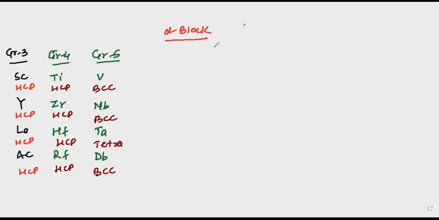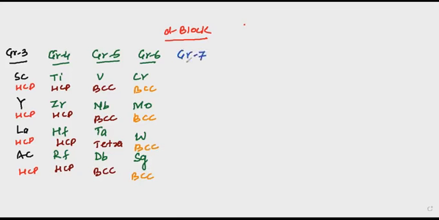Now after that we come to group 6: chromium, molybdenum, tungsten, and seaborgium. So you see that chromium is BCC, molybdenum is BCC, tungsten is also BCC, and seaborgium is BCC. And after that we come to group 7.